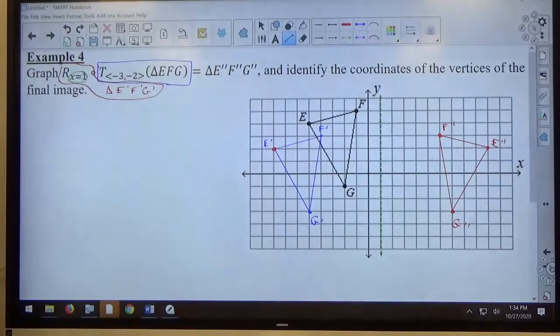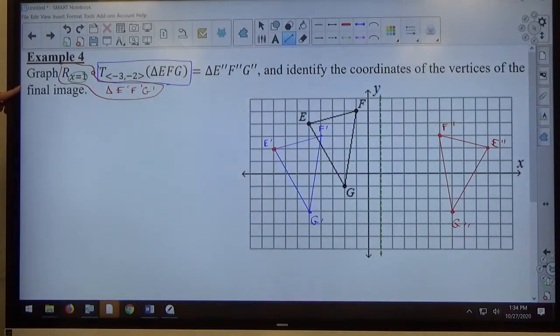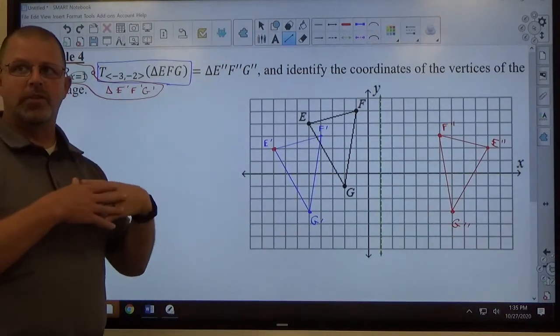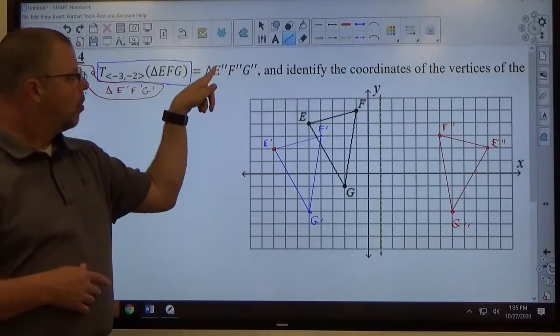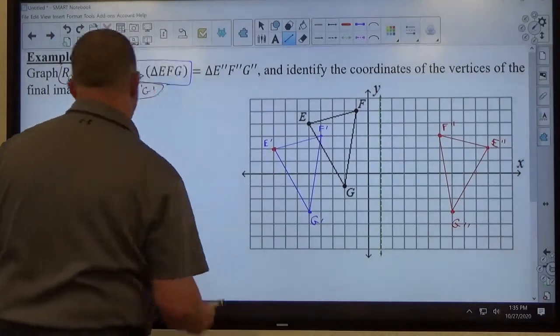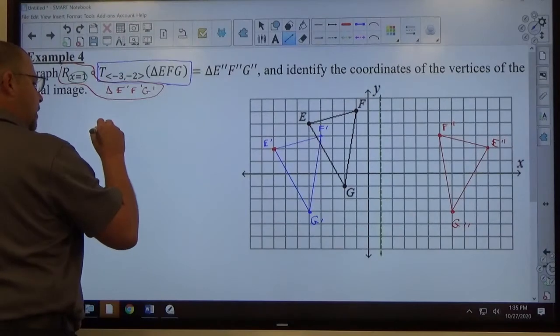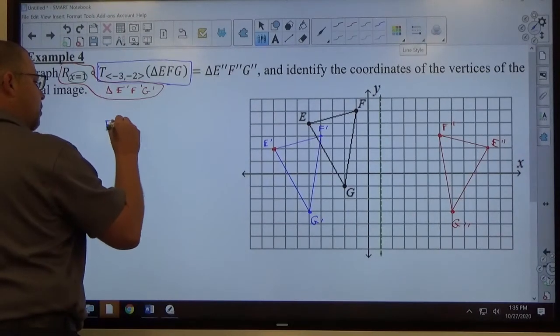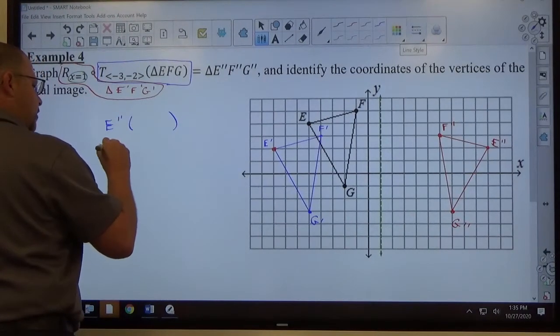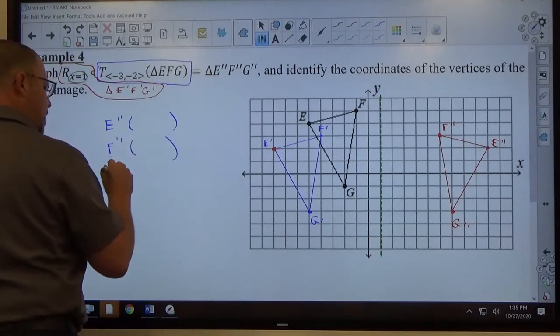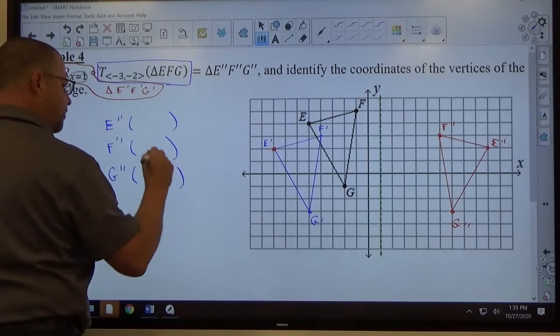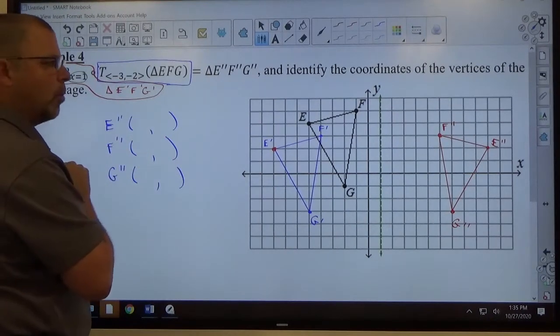It says identify the coordinates of the vertices of the final image. So in other words, after you've done all the transformations they tell you to do over here, what are the coordinates of these 3 points? So I identify the 3 points. I've got E double prime is something, F double prime is something, and G double prime is something. Just identifying coordinates of points.